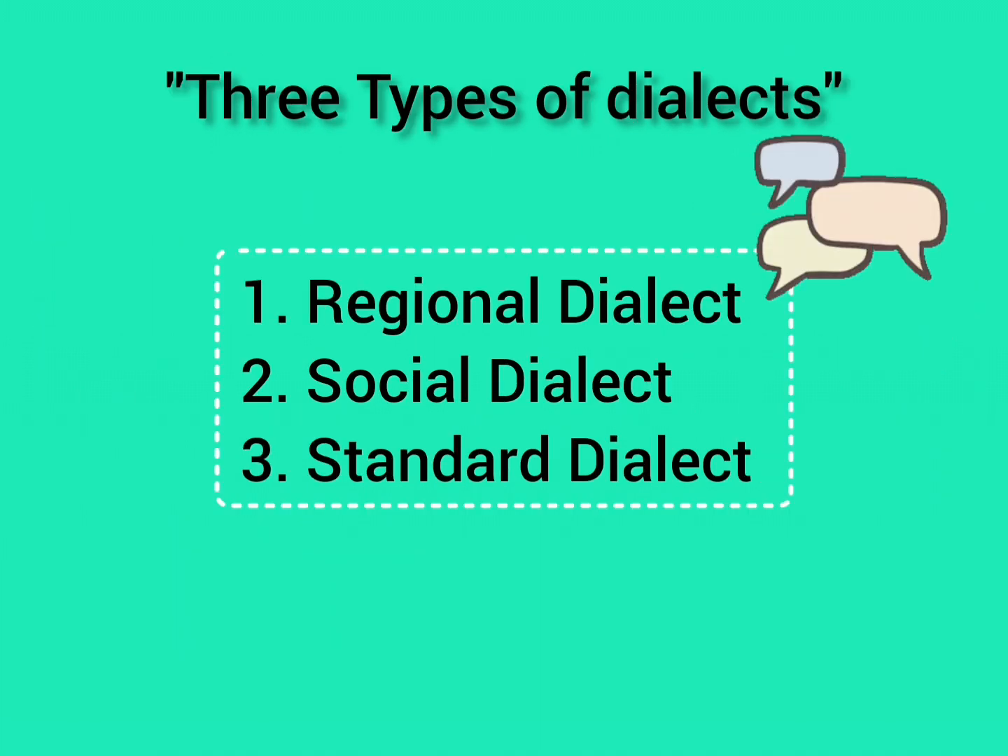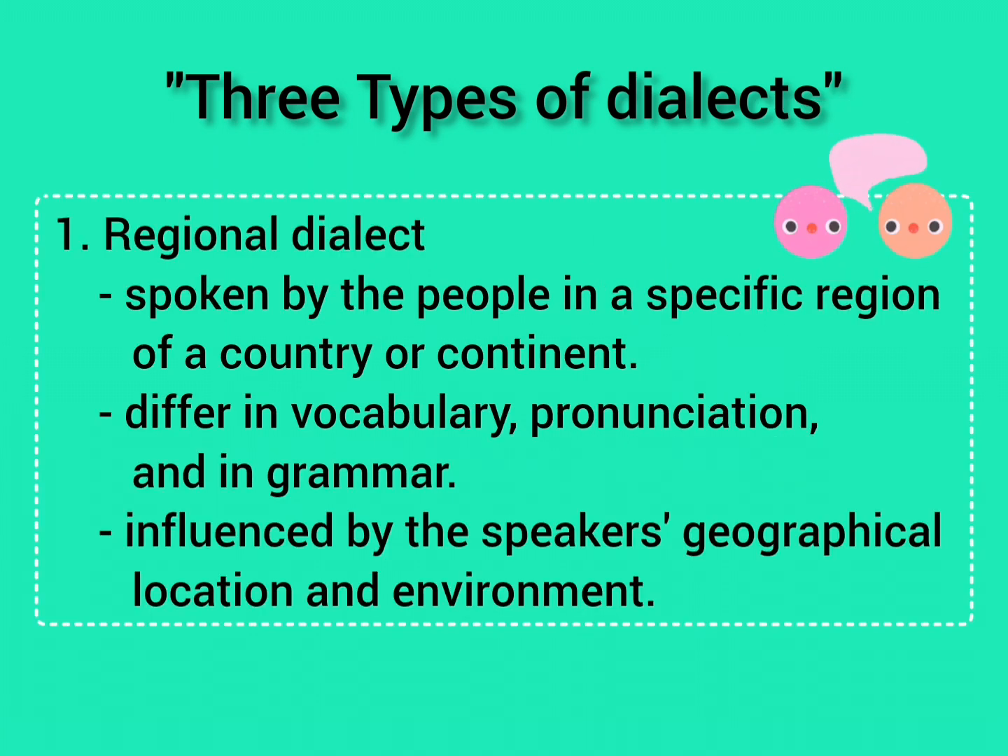Basically, there are 3 different types of dialect, including the standard one, which are regional dialect, social dialect, and standard dialect. Regional dialects are spoken by the people in a specific region of a country or continent. They differ in vocabulary, pronunciation, and grammar. They are often influenced by the speaker's geographical location and environment.